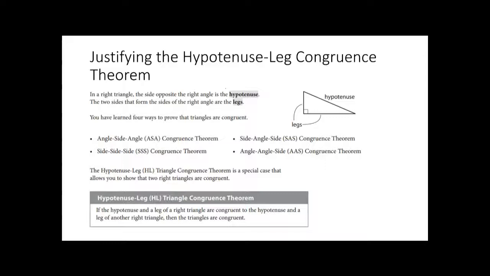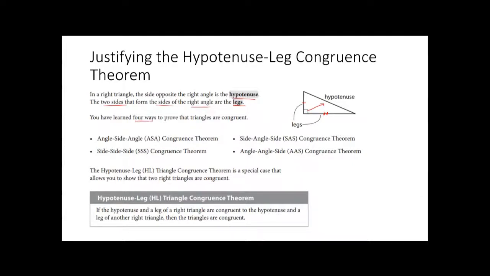So let's look at justifying the hypotenuse leg congruence theorem. Again, in a right triangle, the side opposite to the right angle is the hypotenuse. That's important to know. Across from the 90 degrees is the hypotenuse. That's very important to know, especially when we get into trig later on. Now, the two sides that form the right angle are the legs. So it could be this one right here, or it could be this one right here. It really just depends on what's given to you.